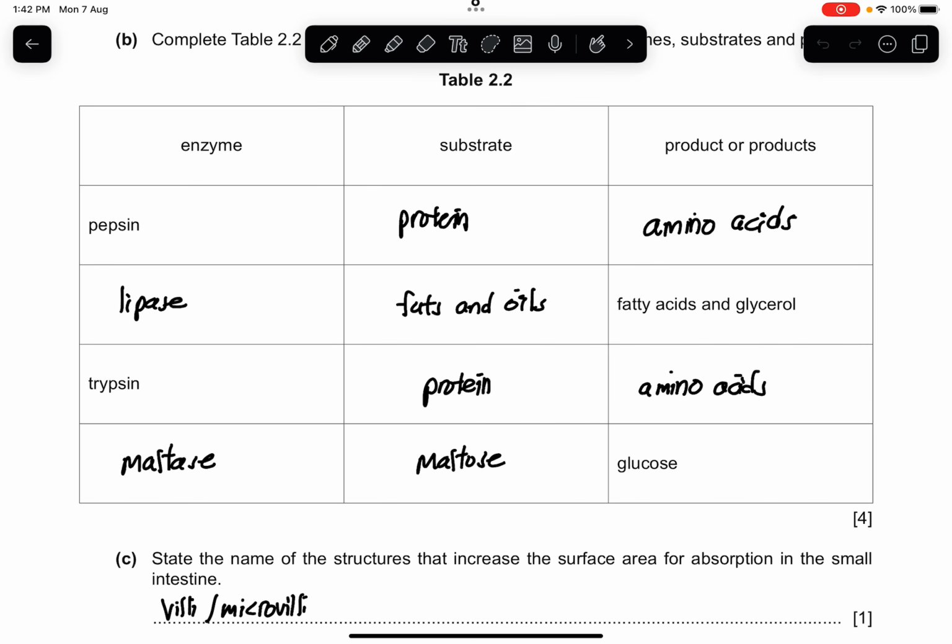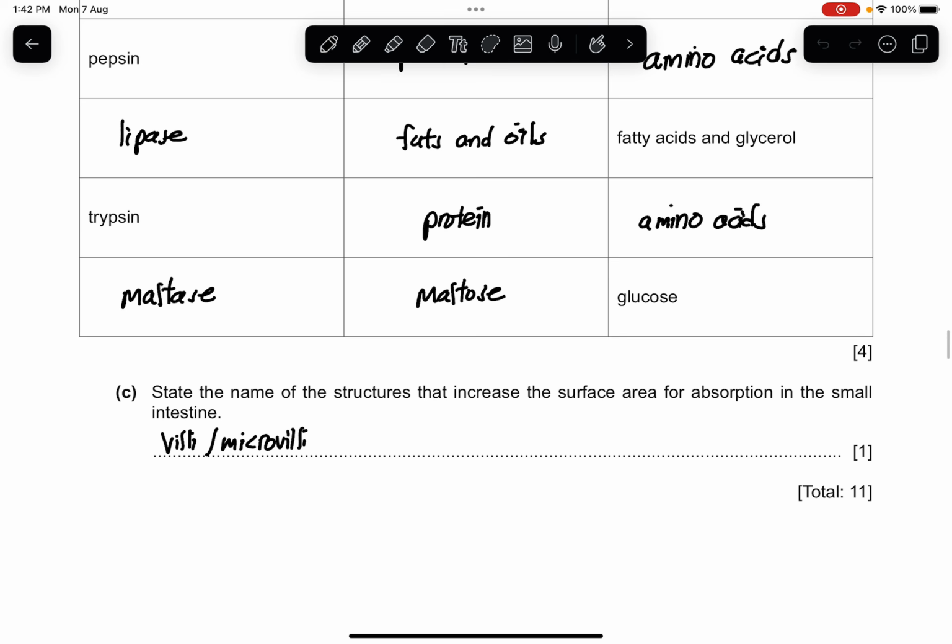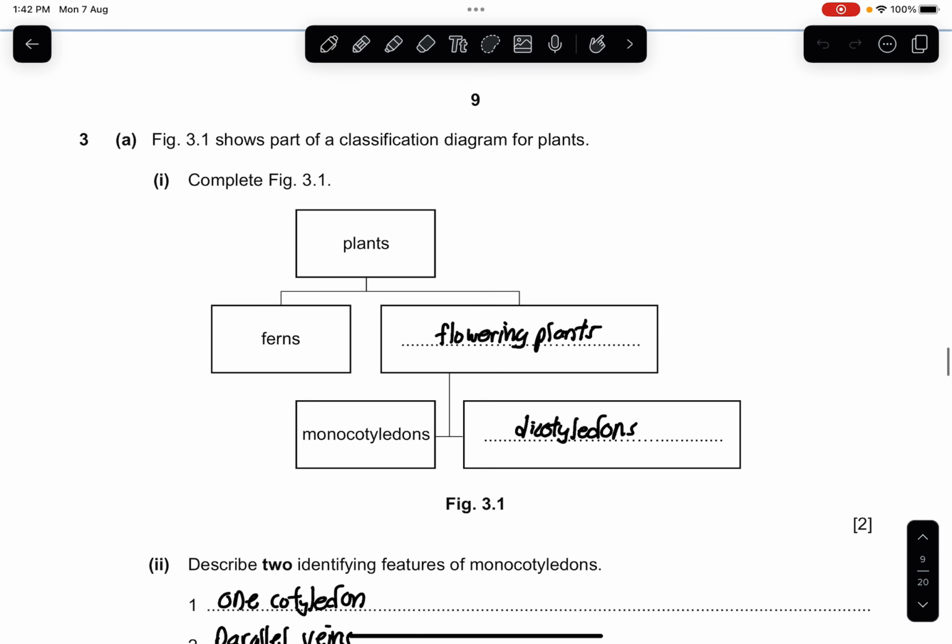And trypsin is the alkaline enzyme for breaking down protein. So the substrate is also protein and the product is also amino acids. And for the enzyme maltase, the substrate is maltose, and when you break down maltose, it gives you glucose. Okay, state the name of the structure that increases the surface area for absorption in the small intestine. So the only thing we know for absorption that works in here is the villi or the microvilli. Both work the same.